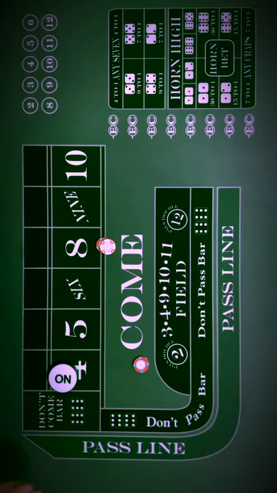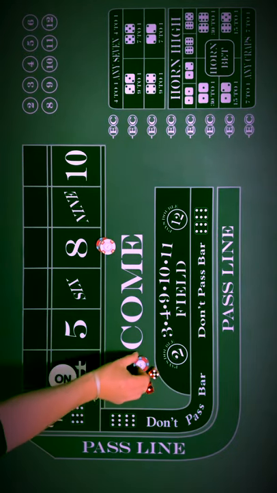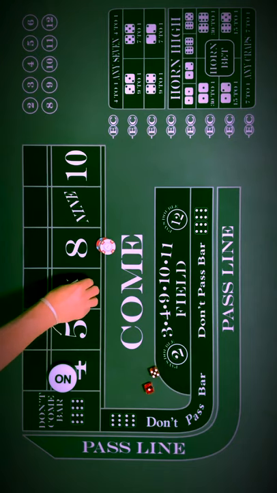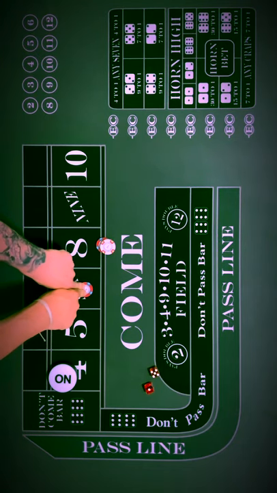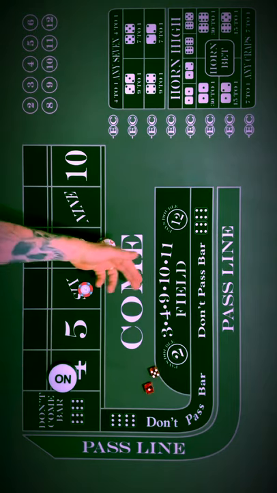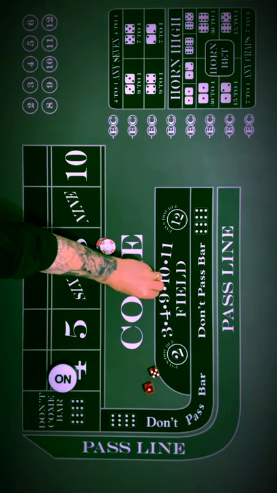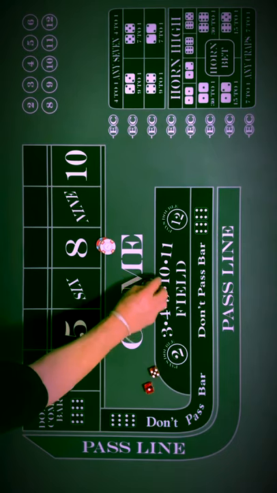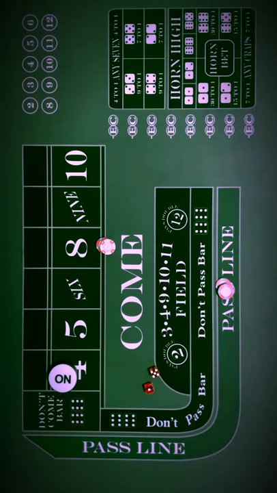However, if the shooter rolls any other number, let's say it's the 6, that bet travels to the 6, and now that is the point for this particular bet. Should the shooter roll another 6, you need a second hit to get paid. Now your bet comes down, it pays even money, and the dealer will return your bet to you.